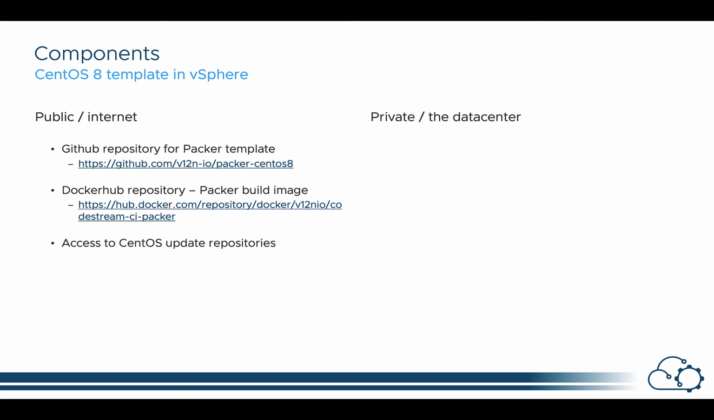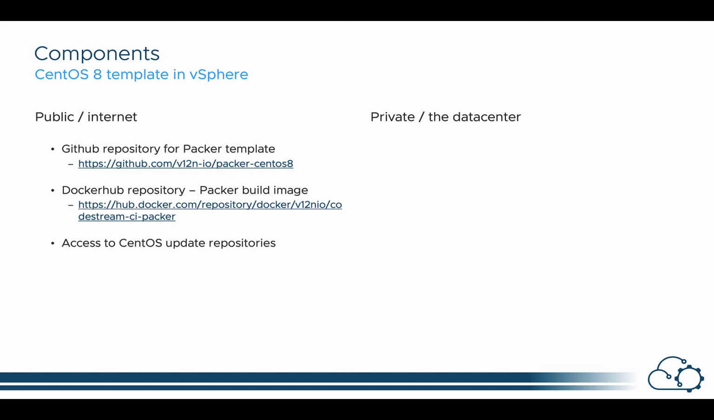And of course, to build an up-to-date and secure CentOS template, the machine where it's built is going to need access to the public repositories to update all of the packages that come as part of CentOS that will have been updated in between the time that the ISO image, or the CD image that's used, was produced and the time when I'm actually running this pipeline.